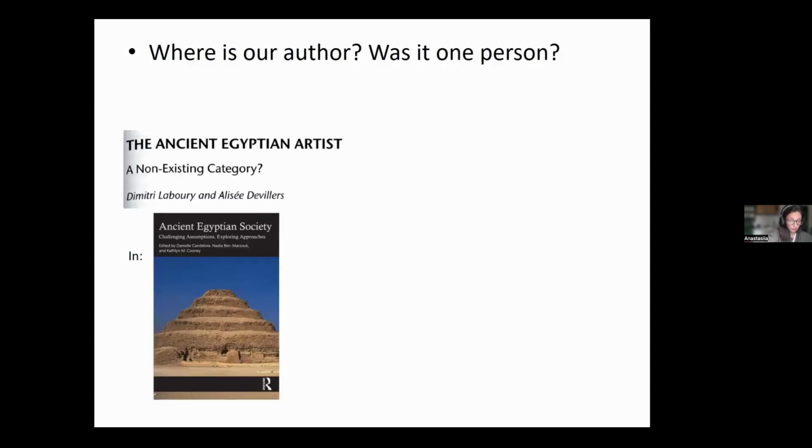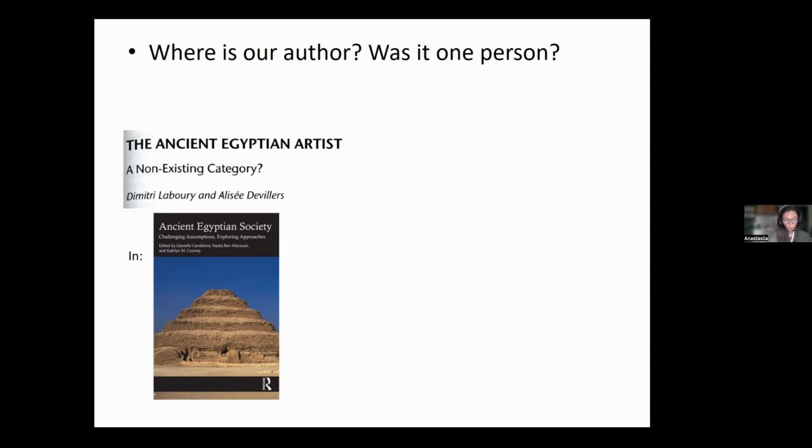The question is, can it tell us about the author? Here a brief comment on the anonymity of art in ancient Egypt, and I am referring here to the paper and very nice summary on the issue of artists in ancient Egypt by Dimitri Laboury and Alice de Villiers. Shall we indeed perceive ancient Egyptian artists as a non-existing category? Of course not.